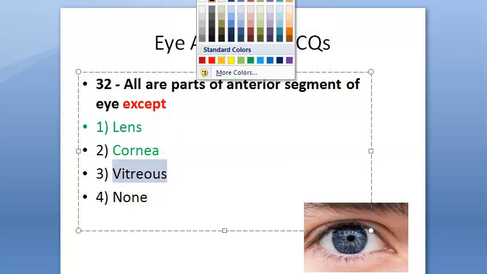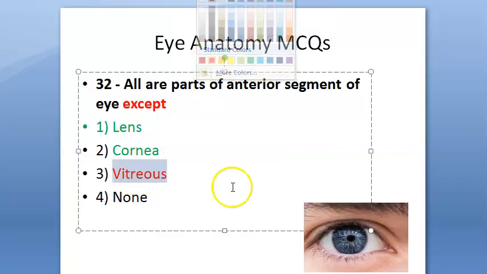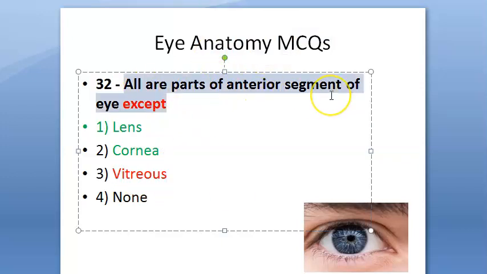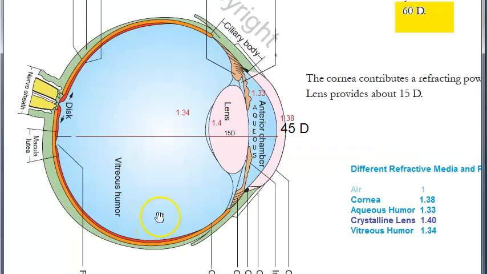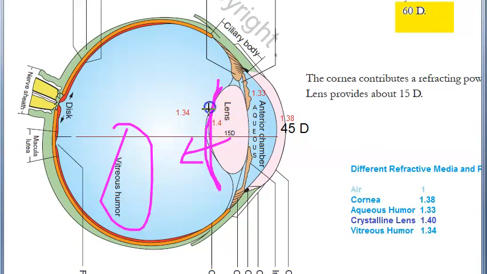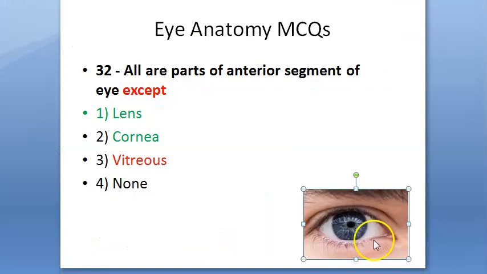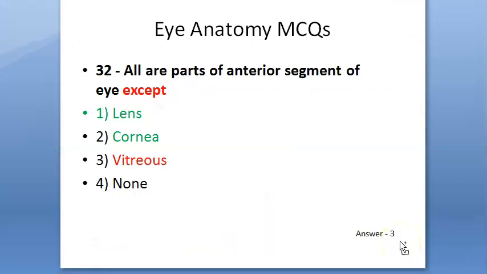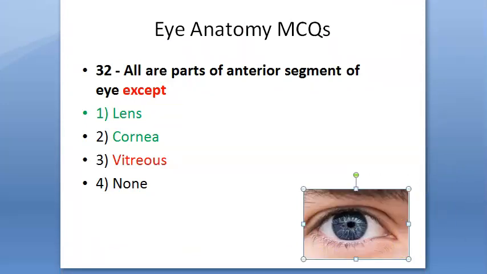Answer is vitreous. Vitreous is behind the lens. So all are parts of the anterior segment of the eye except it will be vitreous. So here you can see vitreous, it is behind the lens. So if we consider lens as the demarcation, so posterior becomes vitreous. So definitely it is not there in the anterior segment. Let us look at the answer here. 3. Okay. Let's move on.